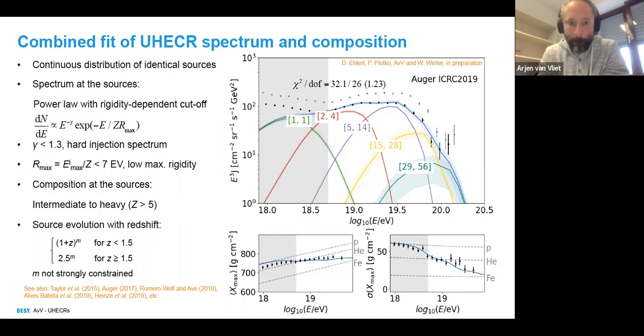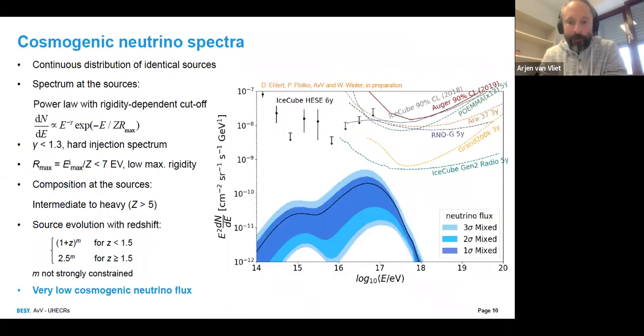So one other thing that you basically get for free if you do these kind of simulations is the cosmogenic neutrino flux that corresponds to these kind of fits. So cosmogenic neutrinos are the neutrinos that are produced during the propagation of ultra-high-energy cosmic rays, so not in the sources themselves, but really on the way in the different kind of interactions that occur.